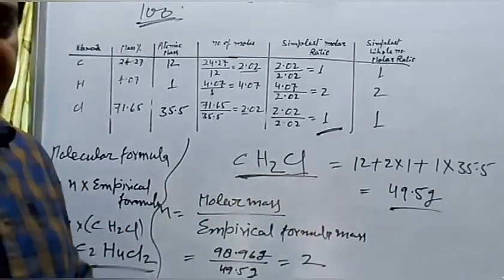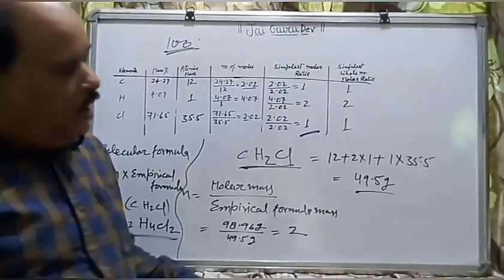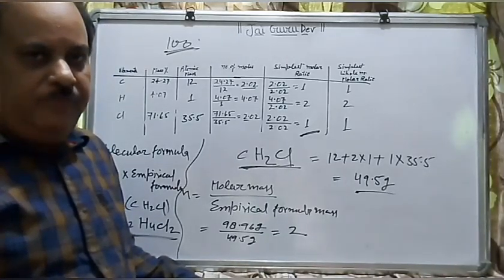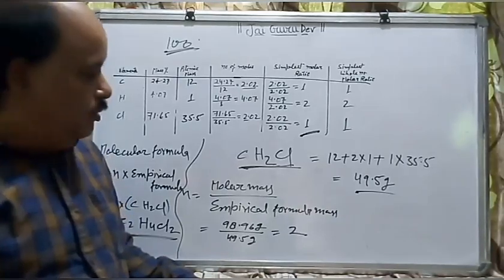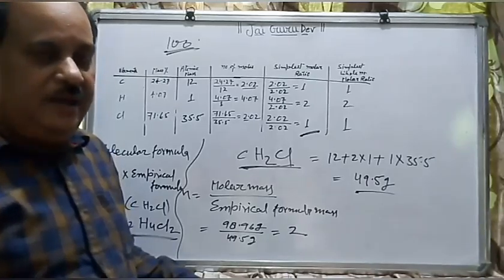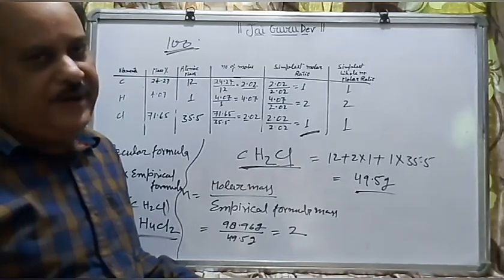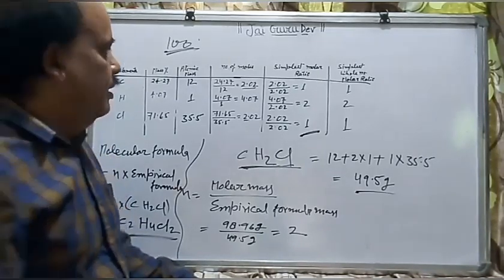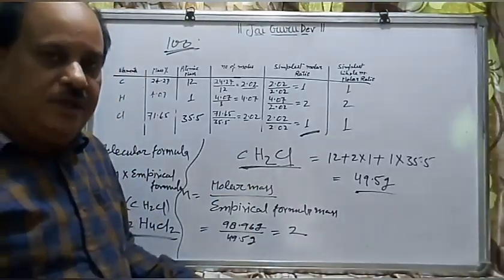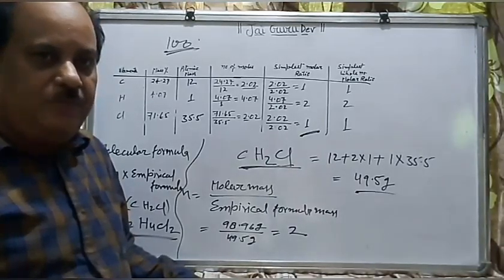Students, I have given many questions of calculating empirical formula and molecular formula. In some questions, molar mass is not given, vapor density is given. Then how can we calculate molar mass? Molar mass equals 2 into vapor density, and we can calculate the molecular formula. So practice these questions given in PDF about empirical formula and molecular formula.